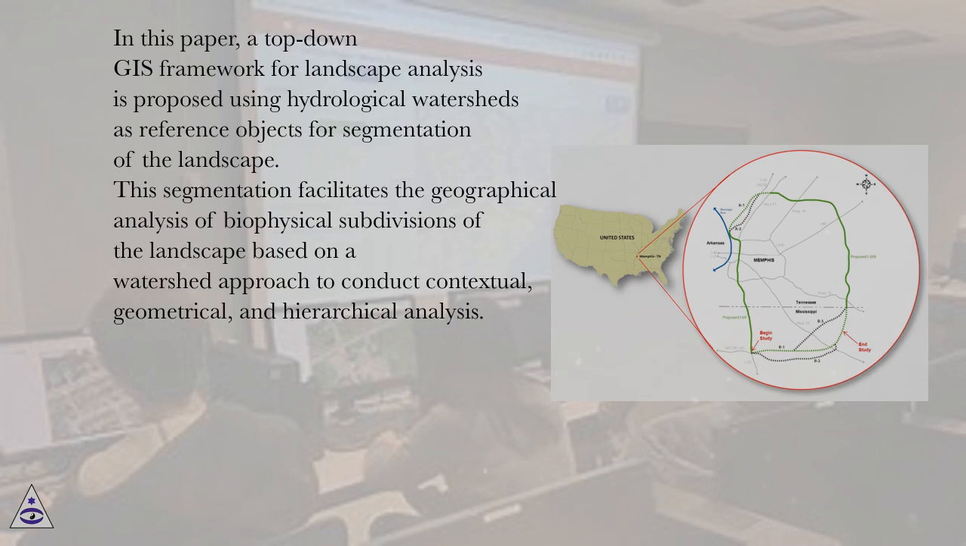In this paper, a top-down GIS framework for landscape analysis is proposed using hydrological watersheds as reference objects for segmentation of the landscape. This segmentation facilitates the geographical analysis of biophysical subdivisions of the landscape based on a watershed approach to conduct contextual, geometrical, and hierarchical analysis.